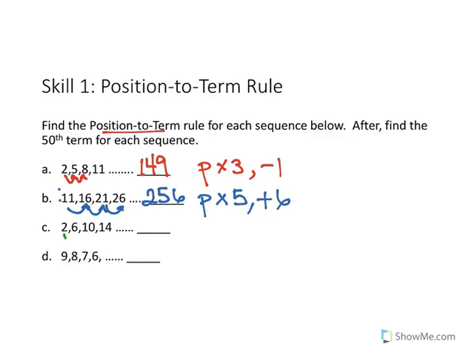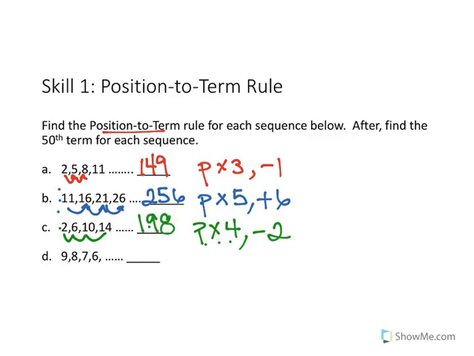For C, I'm going up by 4s, so I have to take my position and multiply it by 4. And then to get 1 to turn into 2, 1 times 4 is 4. Take away 2 makes 2. So my 50th number is 50 times 4, which is 200. Take away 2 is 198.